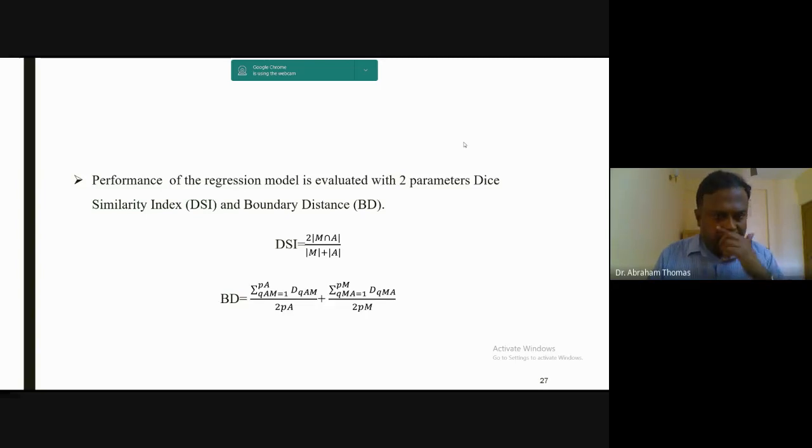So this is another metric to figure out how closely the ground truth and the predicted boundaries match, how close they are. Okay, these are 2 metrics for that.